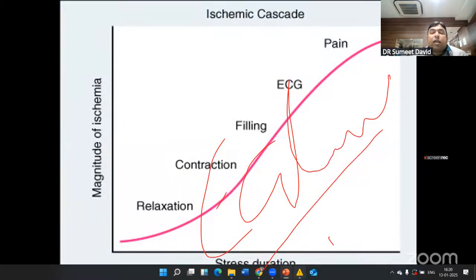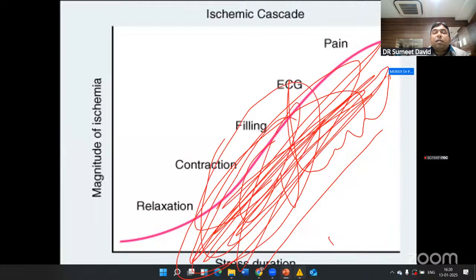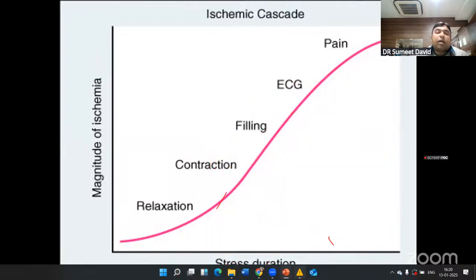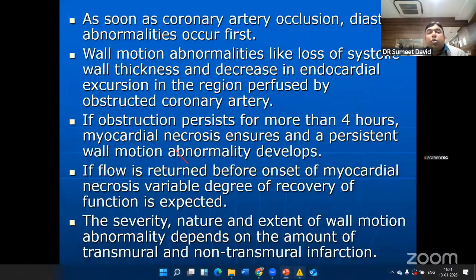So this is what happens when the pain is there. First of all, we have to see the ECG. Then we have to go for an echocardiography. We have to see the diastolic dysfunction, which is what the filling abnormalities show. Then there are regional wall motion abnormalities, which is the contraction part. Then further is the relaxation part. As soon as the coronary artery occlusion occurs, the diastolic abnormalities occur first. I will show you how that looks on an echocardiogram.